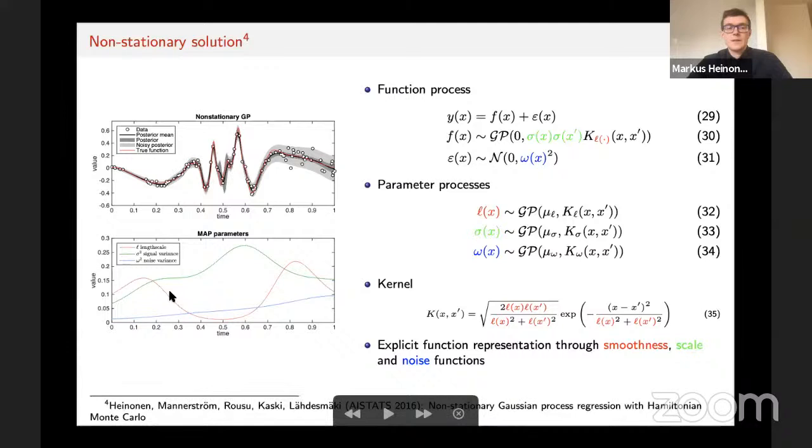On the right, we see the model definition. This is actually a pretty nice example of how you would define a hierarchical Gaussian process model. So you would start by assuming that, okay, the observed data y is a function f plus epsilon.